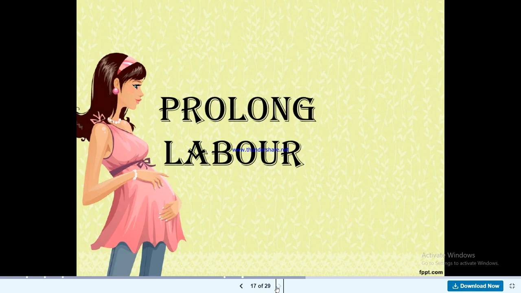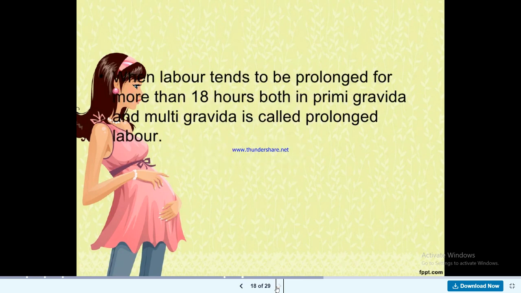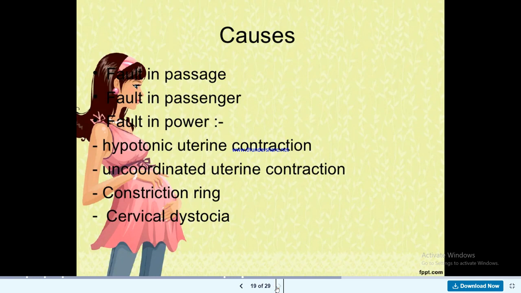Now is the prolonged labor. It could be part of the obstructed labor also. When the labor tends to be prolonged for more than 18 hours, both in primigravida and multigravida, it is called prolonged labor. Cause is again a fault in passenger, passage, and power. Hypotonic uterine contractions, when the uterine contractions are not powerful. Uncoordinated uterine contractions, constriction ring, and cervical dystocia.